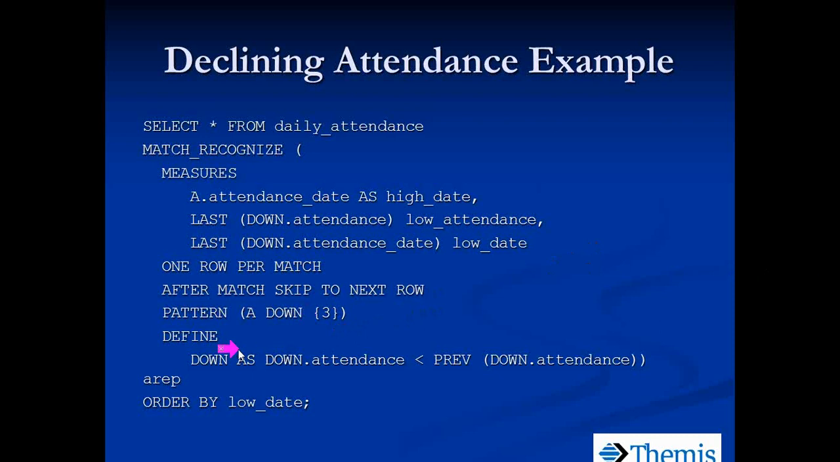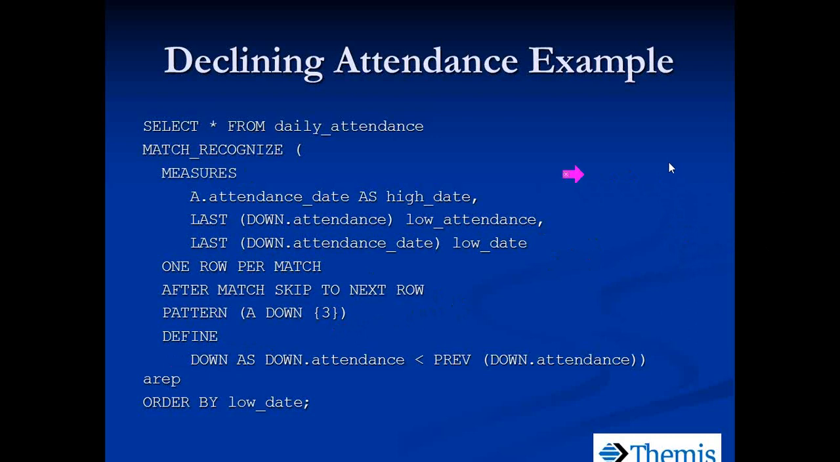All right, so take a look at that again. Remember, we're looking for patterns of declining attendance for 3 days in a row, and strictly 3 days, because that's what we have right here. And remember, this part here is very important. If we then take a look at the output of what that looks like, let's go back to that.